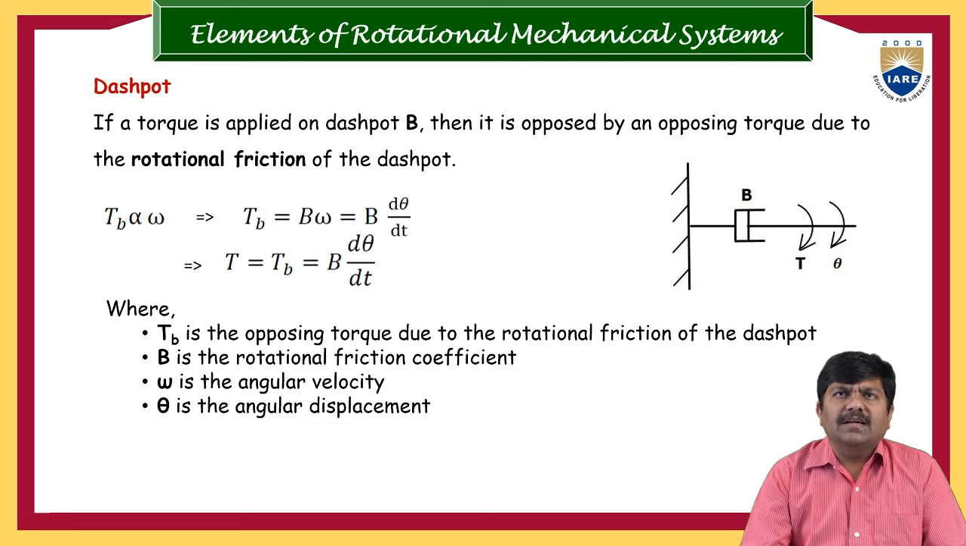And the last element is the dashpot. If a torque is applied on the dashpot, then it is opposed by an opposing torque due to the rotational friction of the dashpot. Now let me take the fan as an example.